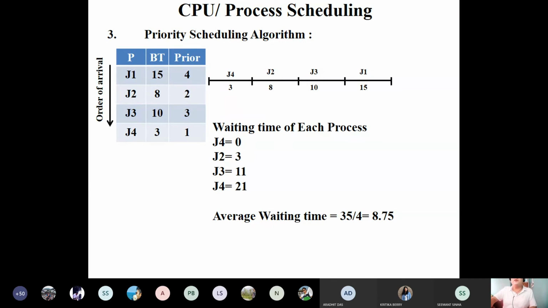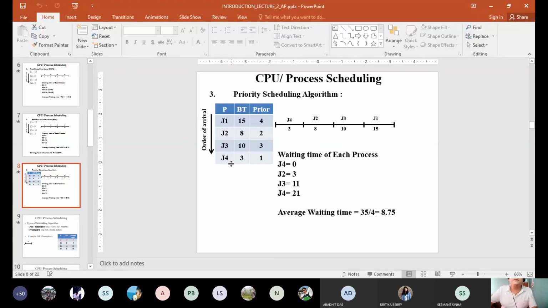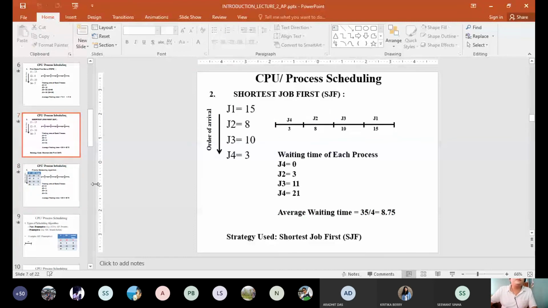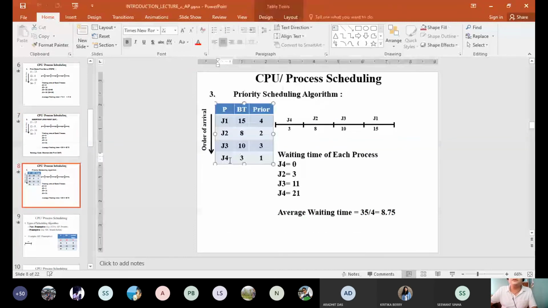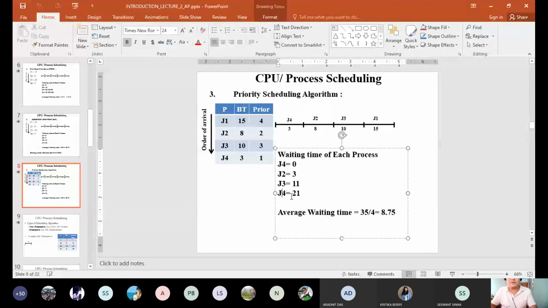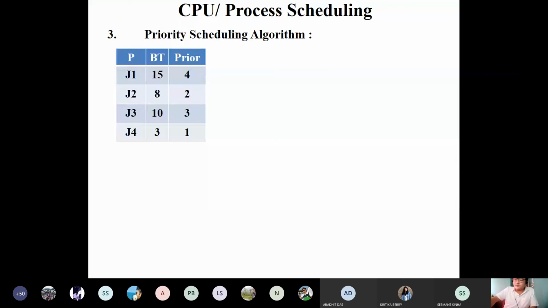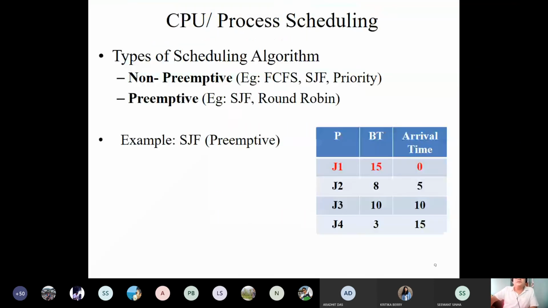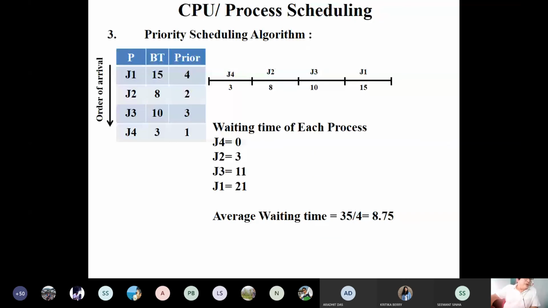Sorry, there is something wrong here, I'll just correct it. It is job J1. You can see job J1 has waited for J2, J4, and J3 to complete, which is the summation of their burst times, 3 plus 8 plus 10, that equals 21. So the average waiting time is 8.75.